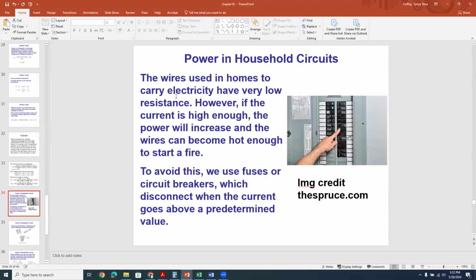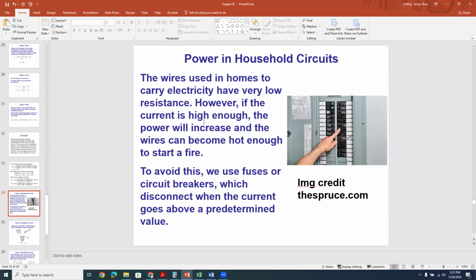Now, in a household circuit, the wires used in homes, there's a lot of regulations surrounding this electricity, and for very good reason. The wires that are used in homes that carry electricity have very low resistance, but if the current's high enough, the power will increase. And as we discussed in a previous lecture, when you run current through a wire, it gets hot. And sometimes that can become hot enough to actually start a fire.